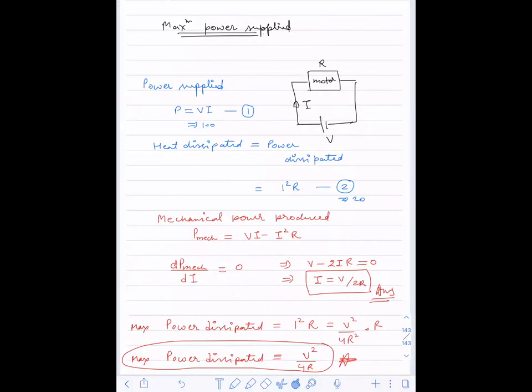So this is finished. Next class we'll start with moving charges and magnetism. By the time we are doing that chapter, every day I'll be giving you three questions from current electricity. Thank you.